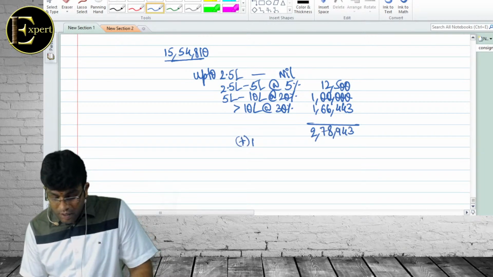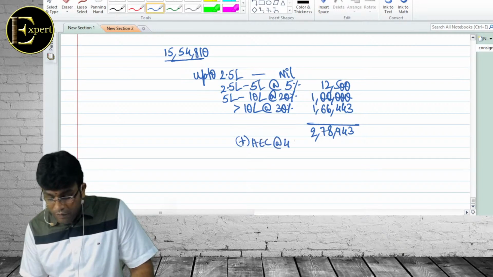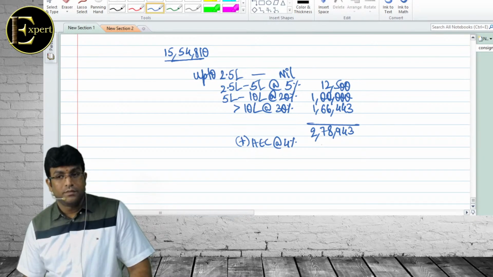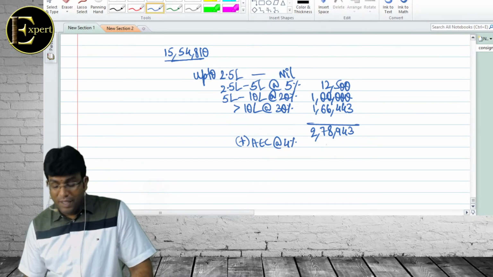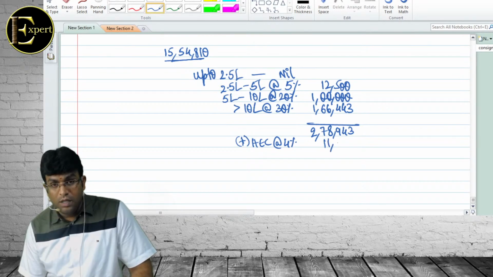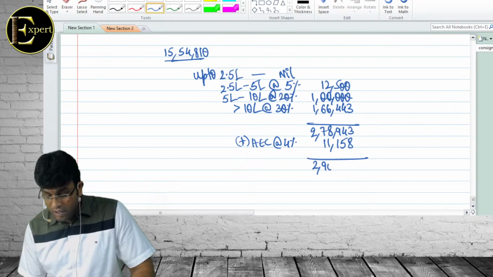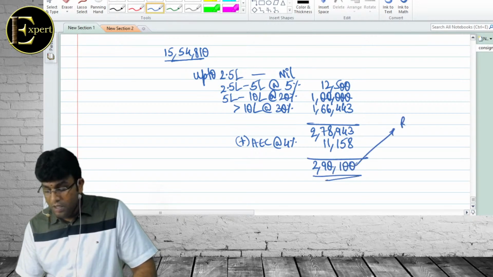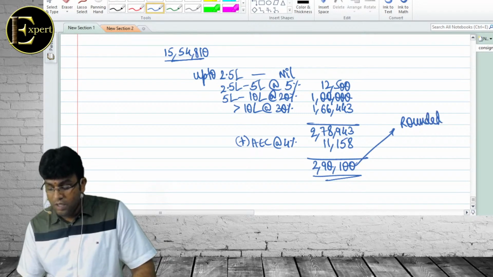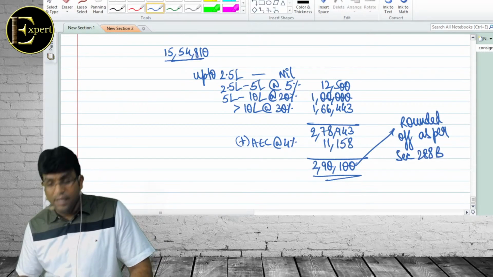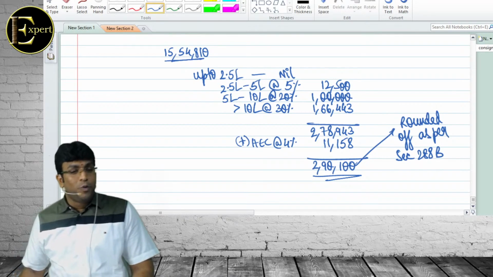2,78,943 plus HEC at the rate of 4%. How much? Just tell me that 4%. 11,158. Total 2 lakh 100. Rounded off as per section 288. Write this in the exam. Definitely, you'll get 2 more marks.